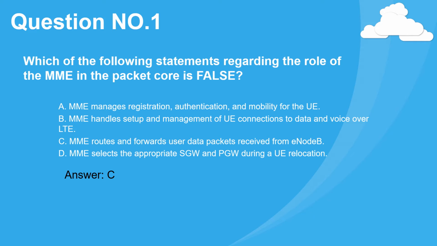Question number 1. Which of the following statements regarding the role of the MME in the packet core is false? A. MME manages registration, authentication, and mobility for the UE. B. MME handles setup and management of UE connections to data and voice over LTE. C. MME routes and forwards user data packets received from eNode B. D. MME selects the appropriate SGW and PGW during a UE relocation. Answer: C.